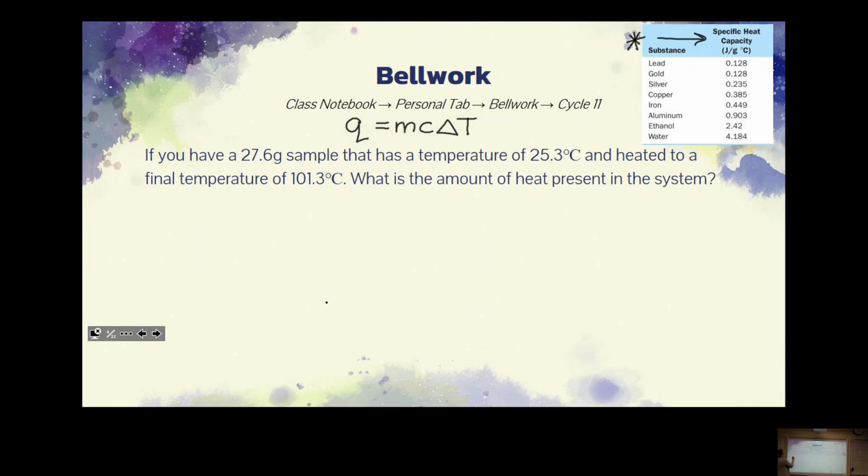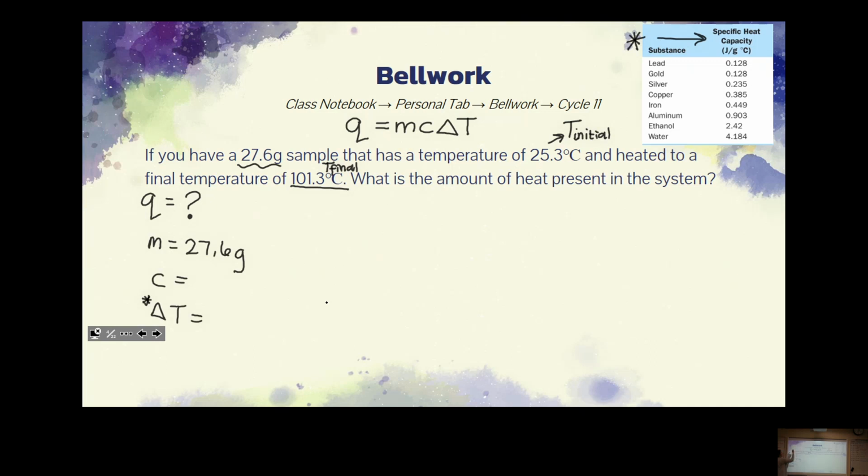Okay, so in our problem, and I always like to list things out, we have a 27.6 gram sample that has a temperature of 25.3 degrees Celsius. So this would be your initial temperature. And it's heated to a final temperature of 101.3. So there's our final temp. What is the amount of heat present in the system? So we are looking for Q.